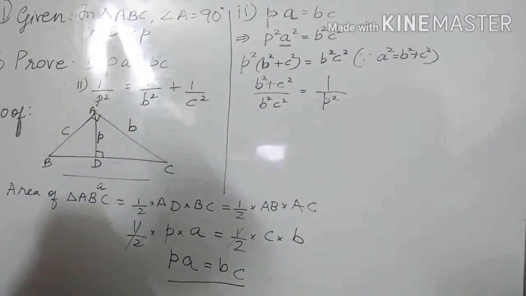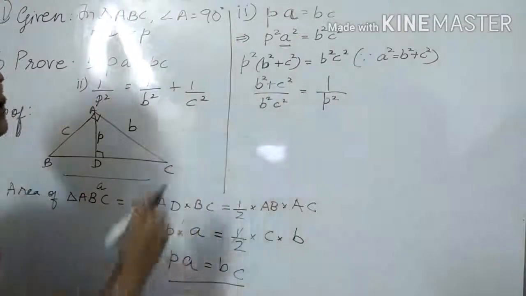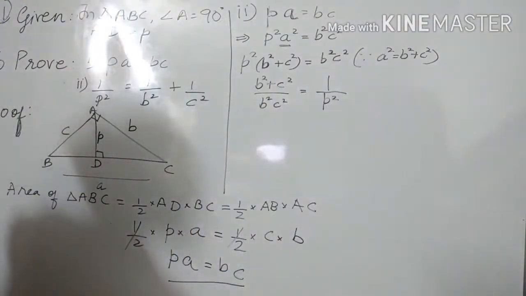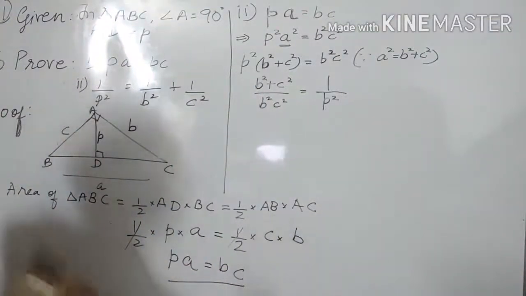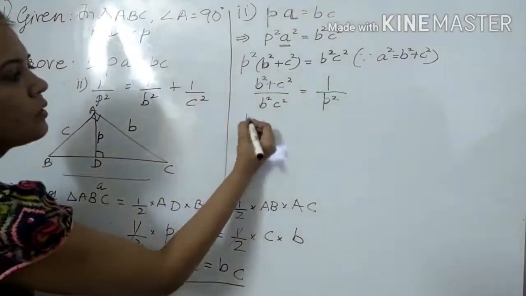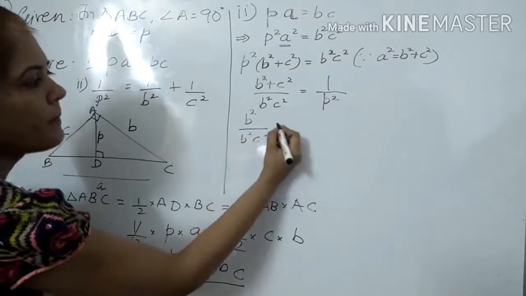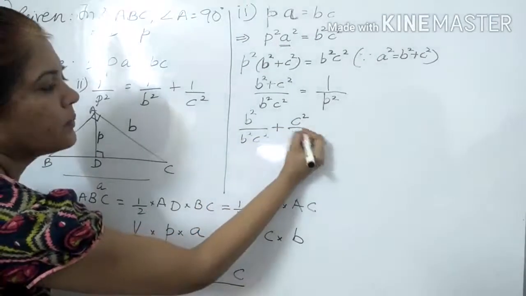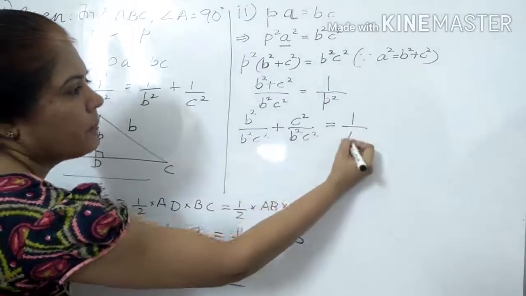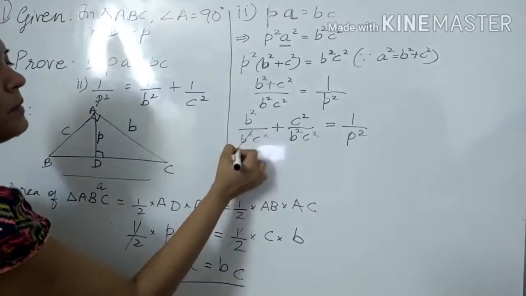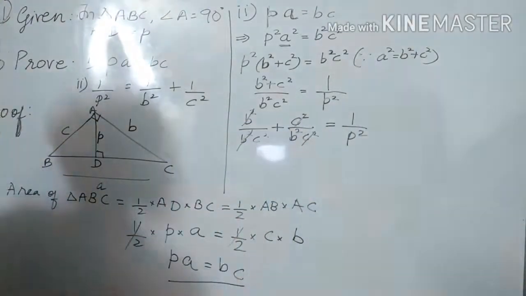So now in the numerator we have two terms, in the denominator only one term. So in this case you can take separate ratios. So taking separate ratio as B square upon B square C square plus C square upon B square C square is equal to 1 by P square. So here B square cancelled, C square cancelled.